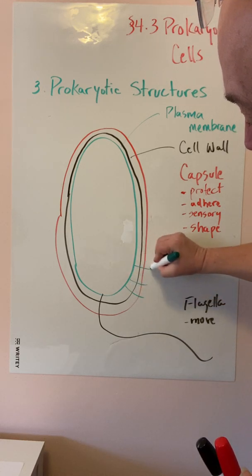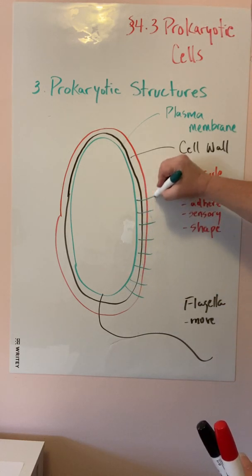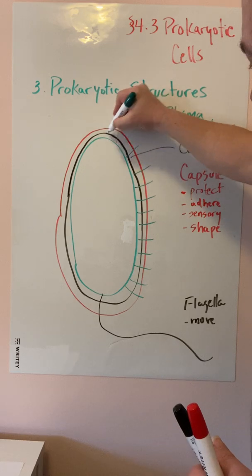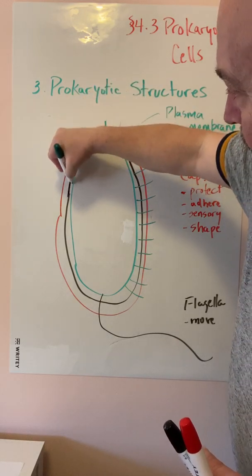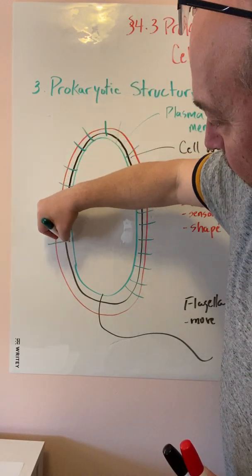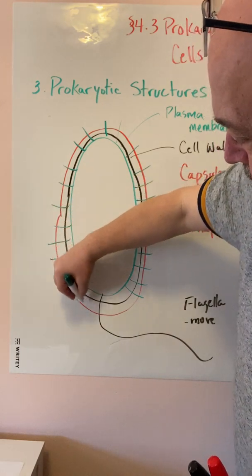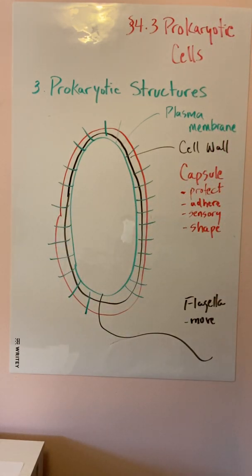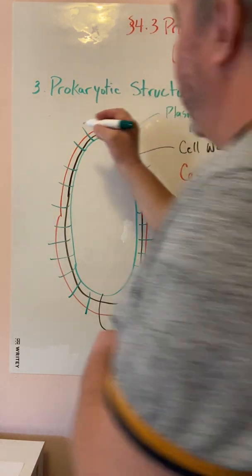But there are other hair-like ones that typically cover the cell. They also emerge out of the plasma membrane. But they're short and there's lots of them. These are what are called fimbriae.